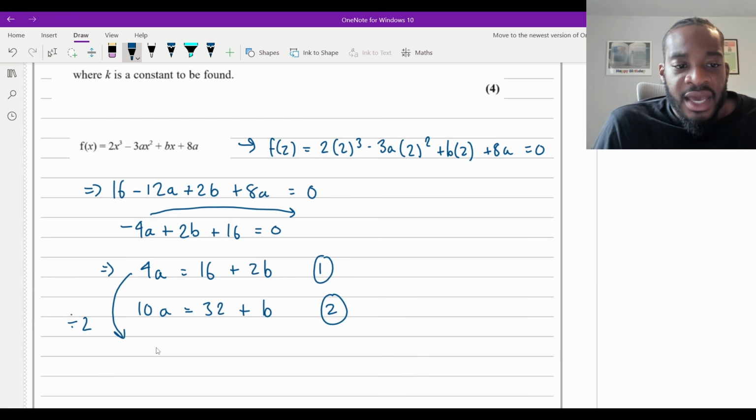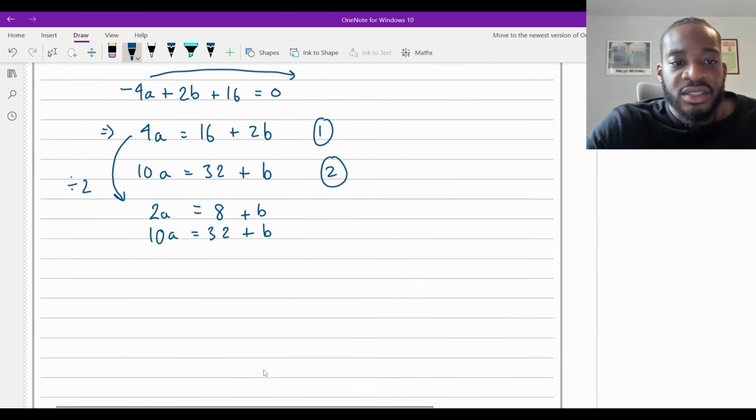That's going to give me 2a is equal to 8 plus b. And then I can put that one again underneath. So 10a is equal to 32 plus b. And now we can take the b's away and then solve.